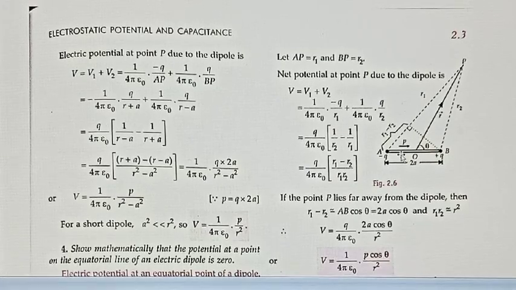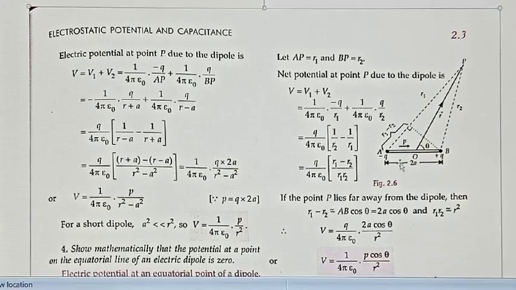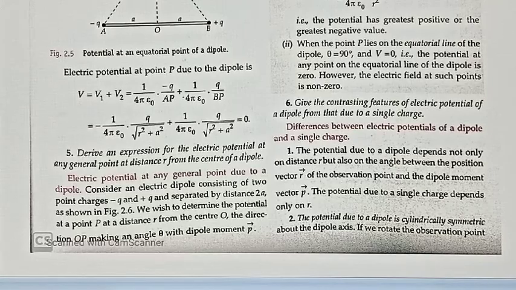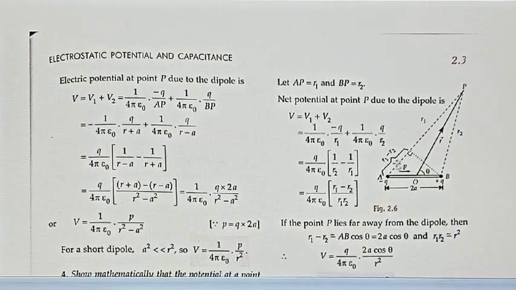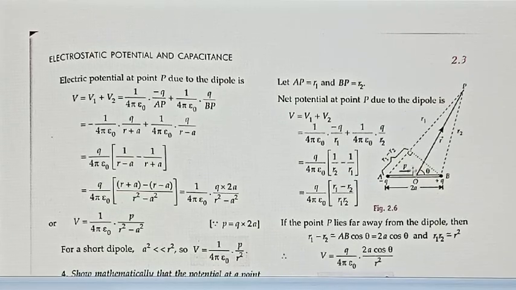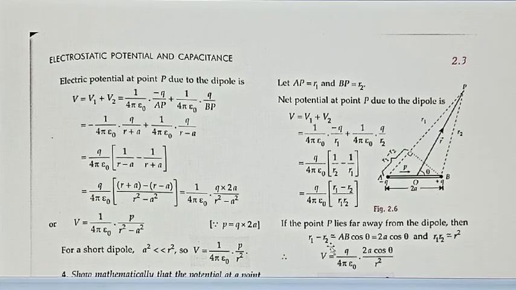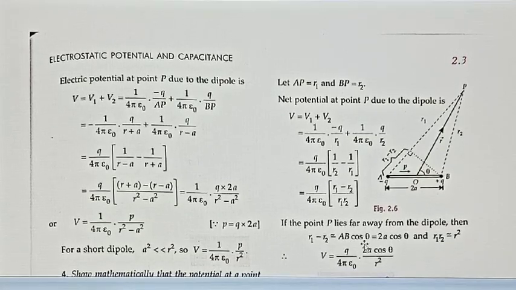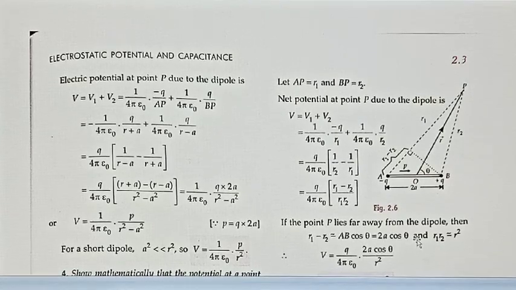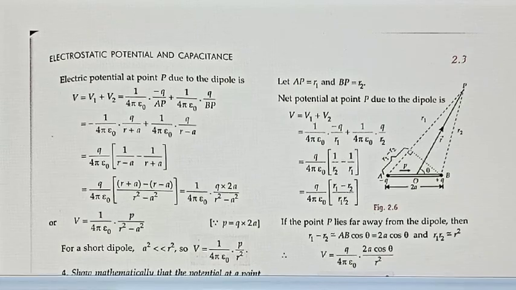So if you take this angle to be theta, you see this right angle triangle. Now this angle if you consider as theta, so you find cos theta. Cos theta is equal to b by h. So can we write r1 minus r2 approximately equal to ab cos theta, so it is equal to twice a cos theta. Also we can write r1 into r2 is approximately equal to r square. Fine, this is the approximation.